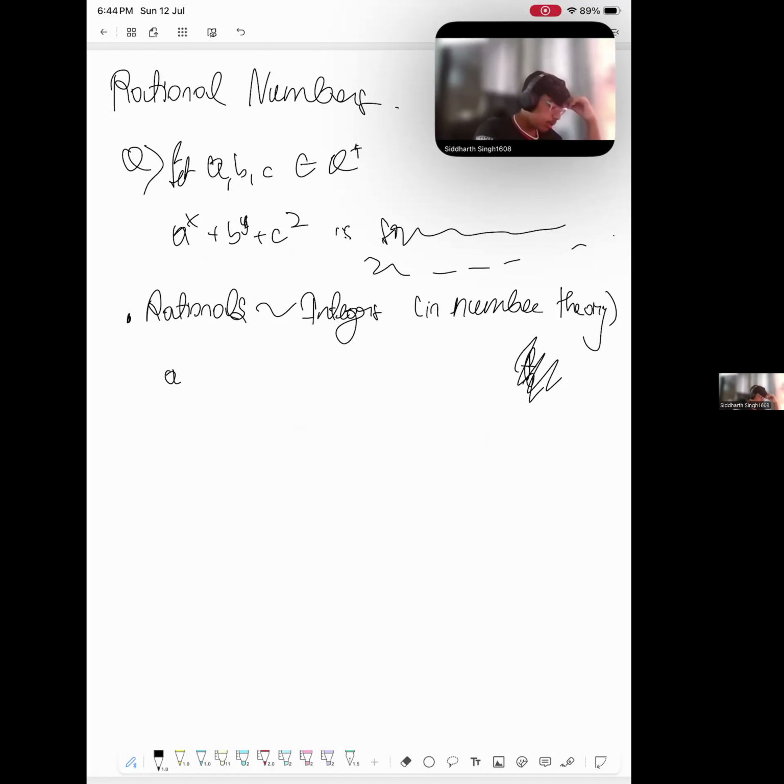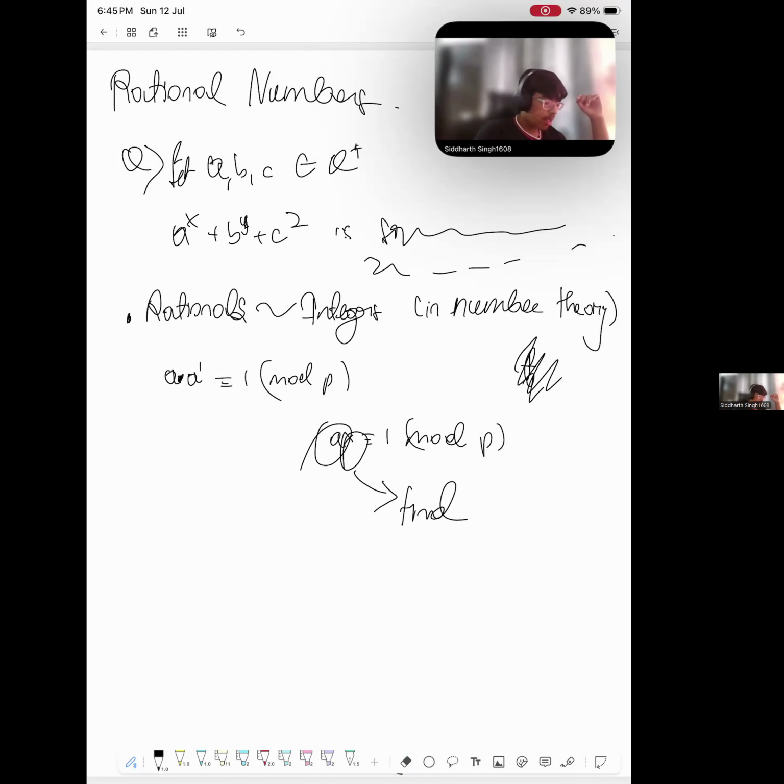Have you heard of inverses in number theory, such that given a number a, you can find some number, say x, such that ax is congruent to 1 mod p? X is actually good notation. Always use good notation, guys. It will help in the long run. Given an integer a, you can find some integer x such that ax is congruent to 1 mod p.